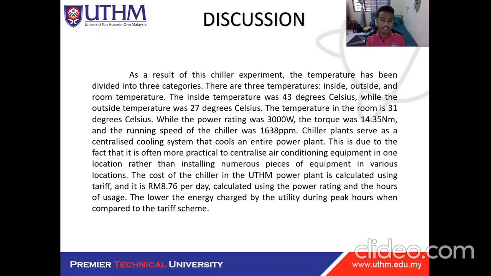So as a result of the chiller experiment, the temperature has been divided into 3 categories. There are 3 temperatures: inside, outside, and room temperature. The inside temperature was 43 degrees Celsius, while the outside temperature was 27 degrees Celsius. The temperature in the room is 31 degrees Celsius, while the power rating was 3000 watt. The torque was 14.35 Newton meter, and the running speed of the chiller was 1638 RPM.